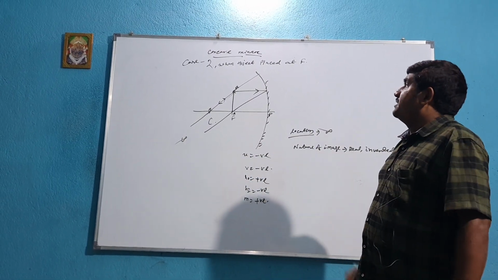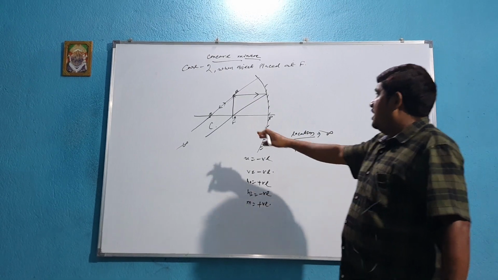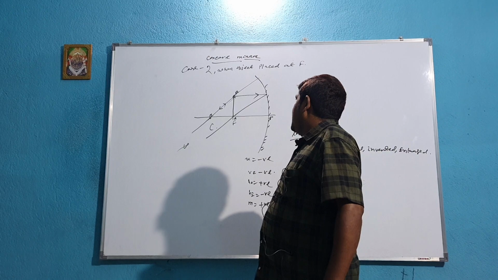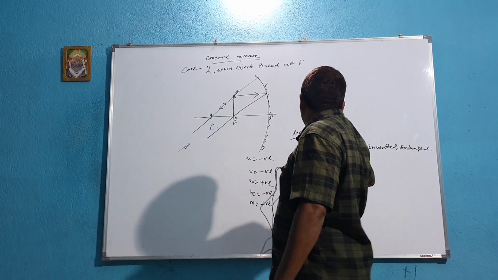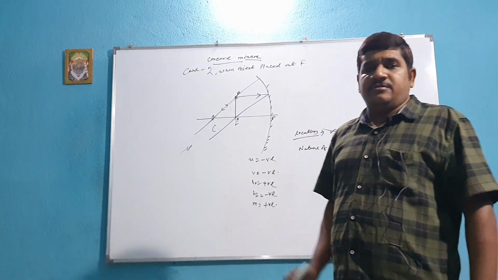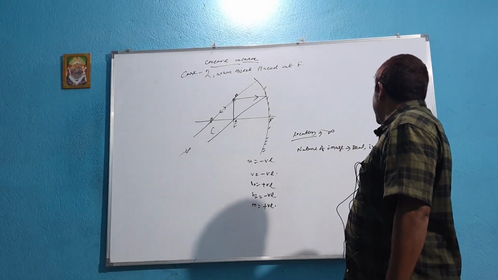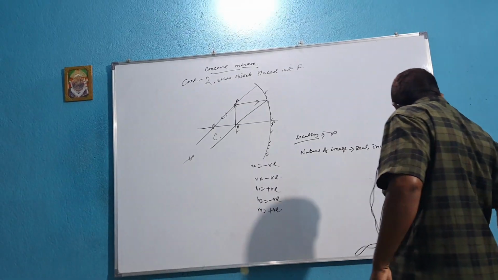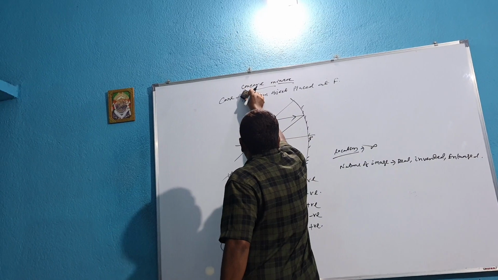This is the case 2 about concave mirror. The image is formed at infinity, so we cannot show it. Location infinity, real because it is formed in front of the mirror, inverted, enlarged. Now comes to discuss about case 3.